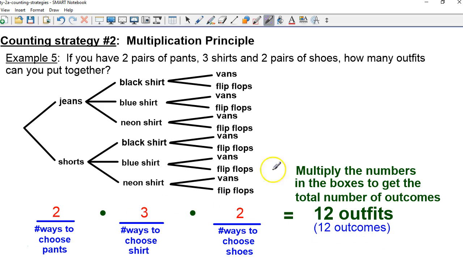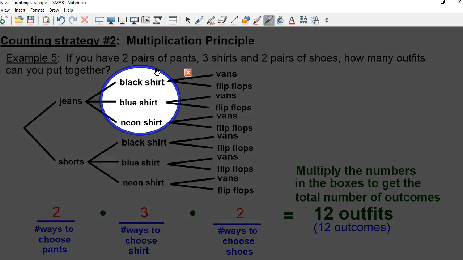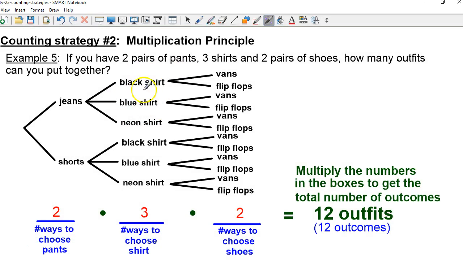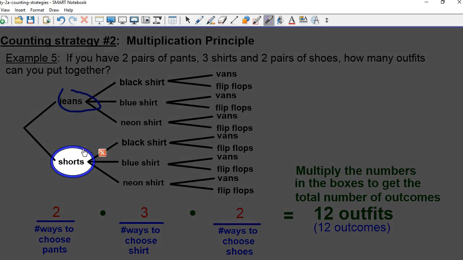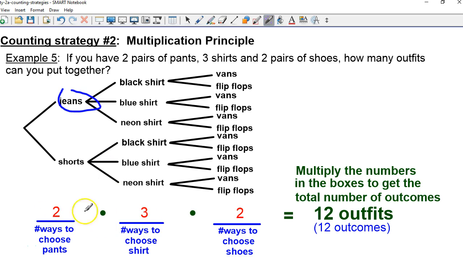And you can kind of see why that's true, because if you look at this case here, once we've made the jeans choice, we have 3 choices for shirts, right? But those 3 choices could have been chosen in 2 different ways. So it's 3 times 2 different ways to do that. That's why that first one would be 2 times 3. And that's why we want to multiply, because each of the second choice can be made the previous number of choice times. So that's why it's called the multiplication principle.